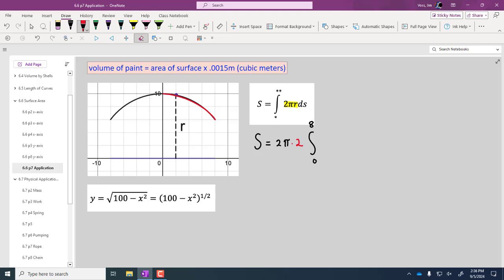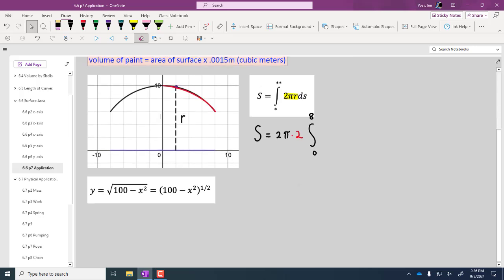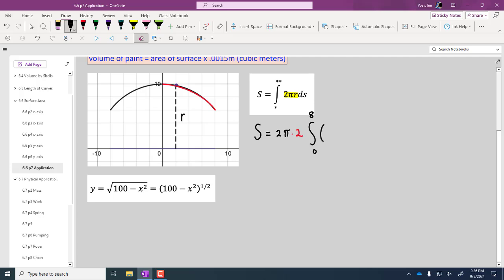Okay, so 2 pi r. R is the function. The equation of the circle is given to us, but we solve for y. So y will be the upper semicircle: y is going to be the square root of 100 minus x squared. Write it with a fractional exponent like that. So there's y, so that's r. Now we've got 2 pi r done: 2 pi, and then all of that is the r.